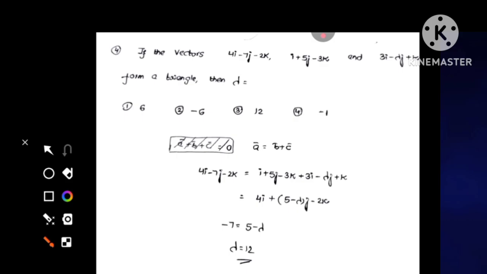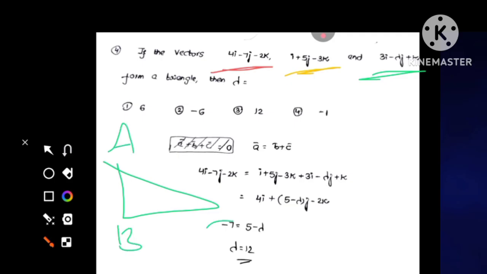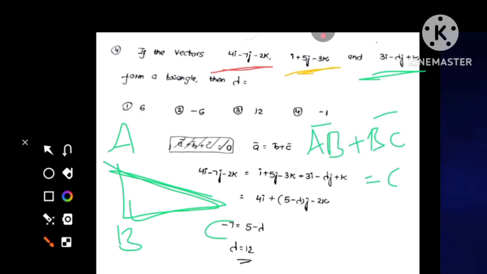If the vectors 4i minus 7j minus 2k, i plus 5j minus 3k, 3i minus lambda j plus k form a triangle, then what is the lambda value? Okay, see the triangle. Suppose this is the triangle. These are the vertices A, B, C. Okay, here how to take the triangle condition? Sum of the two sides is the third side, that is AB bar plus BC bar is equal to CA bar. Okay, this is the formula.